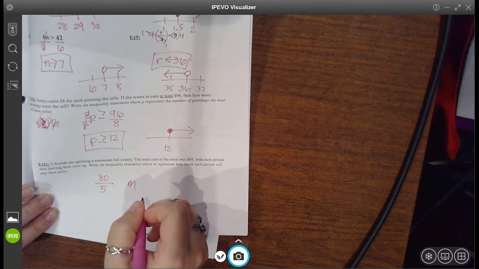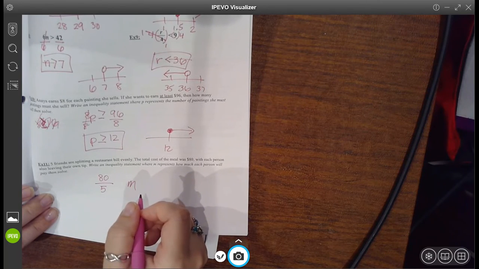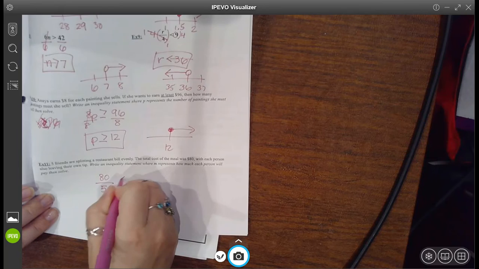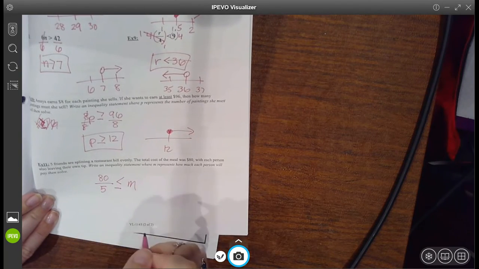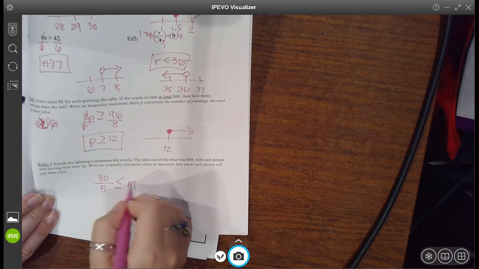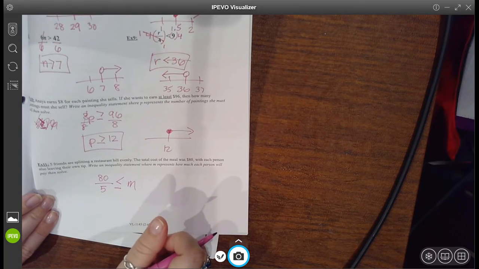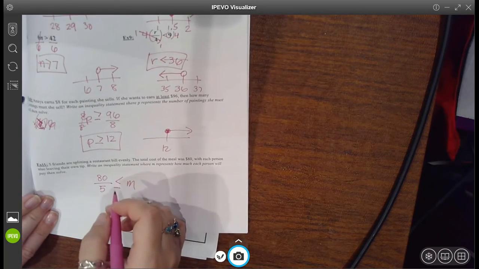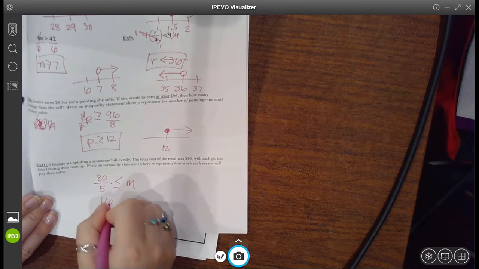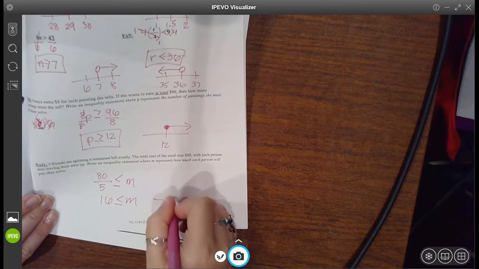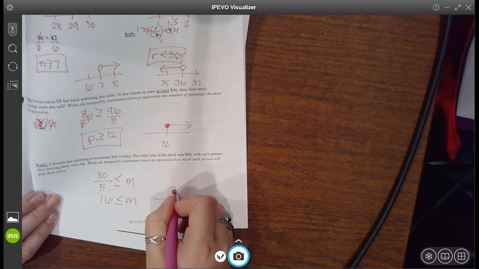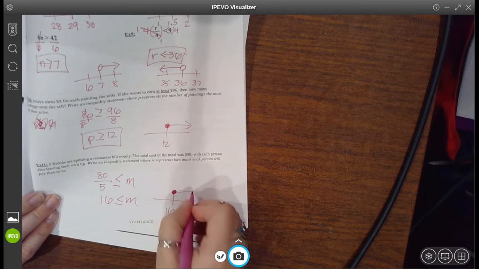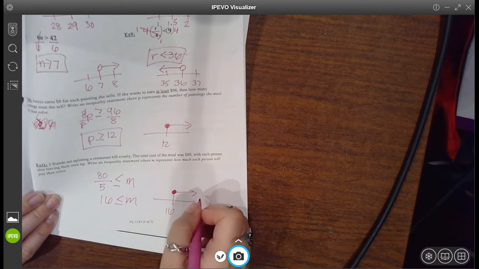Okay, so this is the money that each person's going to pay. And it's actually a less than or equal to sign because they could pay equal to that amount, but hopefully they leave more. Okay, and it's always in reference to your variable because hopefully they actually leave the waiter some little bit of tip, right? So if you do 80 divided by 5, that is 16. Okay, and then I graph that. And at 16, it's a closed circle because you could leave exactly $16, but hopefully you leave more than that so that the waiter actually gets somewhat of a tip.